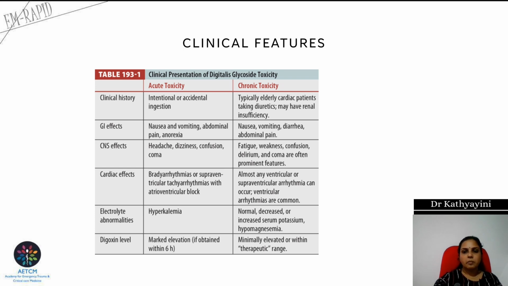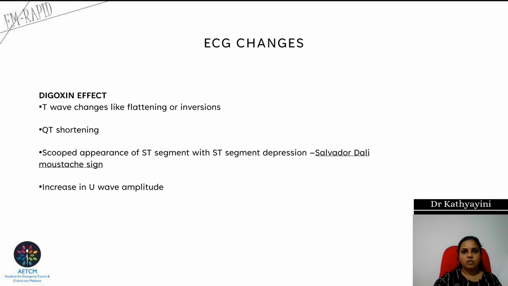The electrolyte abnormality associated with acute toxicity is hyperkalemia, but in chronic toxicity, hyperkalemia may not be seen. There can be a normal or reduced potassium level. The serum digoxin level is of use in acute toxicity, where it can be elevated. But in chronic toxicity, though the patient will have toxic features, the digoxin level may be within the therapeutic range.